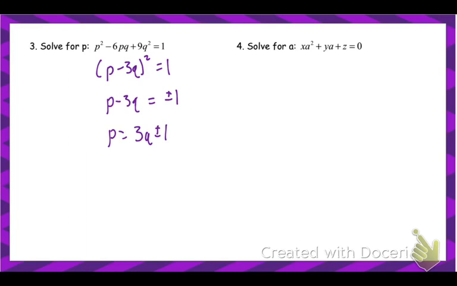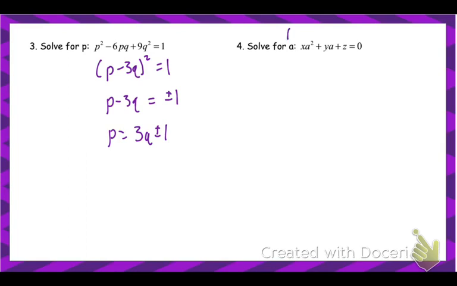All right, now looking at number 4. Number 4 is a little bit harder because we actually can't factor this one. So since we can't factor it, I'm going to need to use the quadratic formula. So what I'm going to do here is set this up as my a is my x. Okay, so that's a little bit harder, or not really harder, just different.